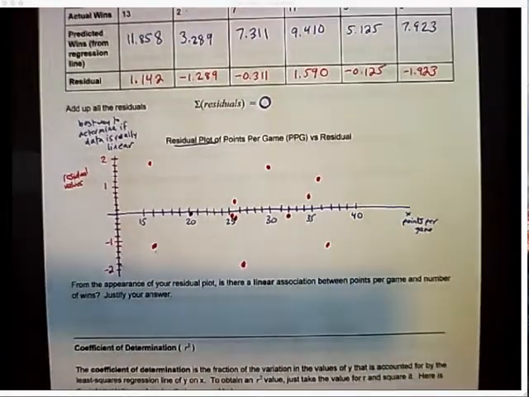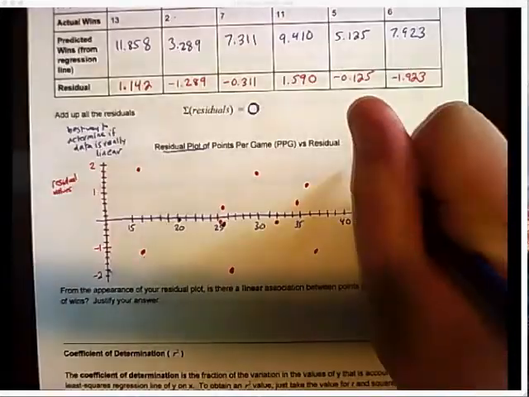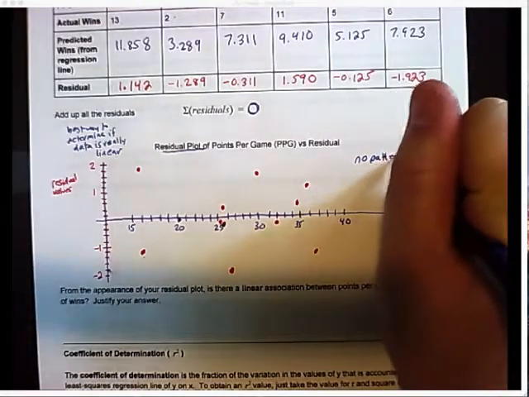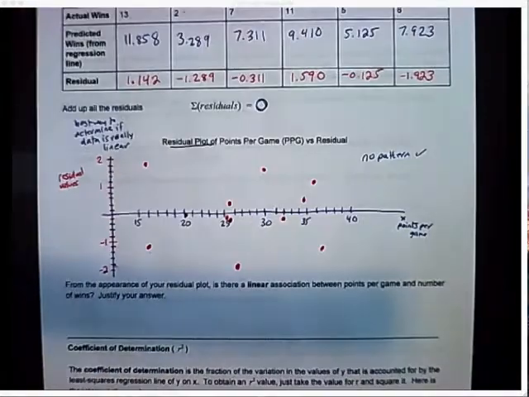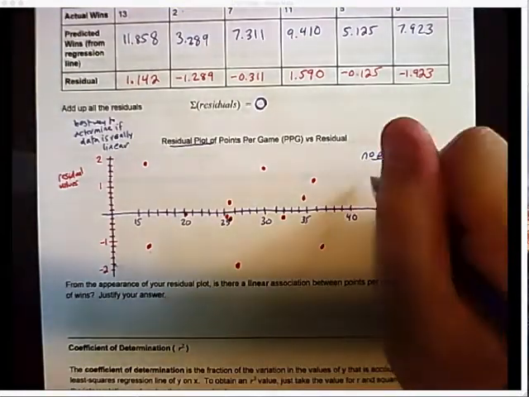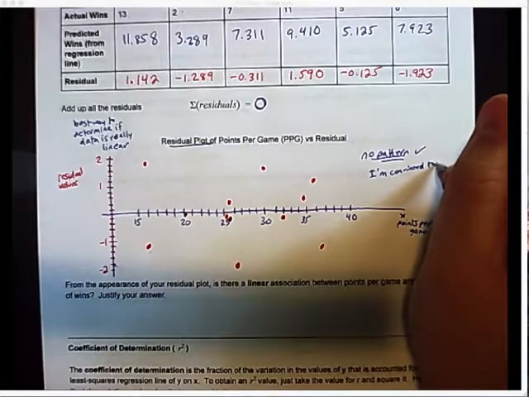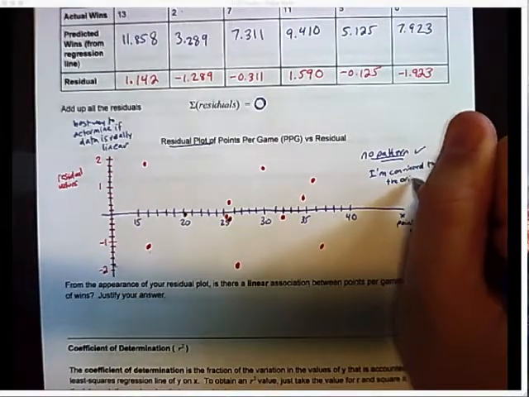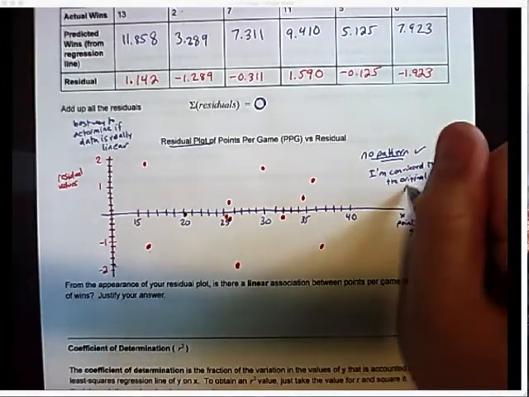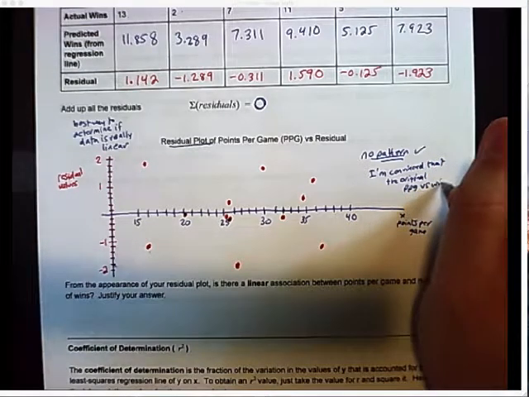So what do you notice about this residual plot? There's no pattern. That's a good thing. If there's no pattern, I'm convinced that the original data, original points per game versus wins data, is linear.